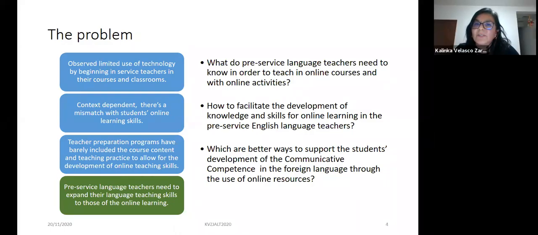What can pre-service language teachers do in order to teach online courses with online activities? How can we facilitate the development of knowledge and skills for online learning in pre-service English language teachers? What are better ways to support the development of communicative competence in the foreign language with the use of online resources? These are some general questions that are raised with these problems.